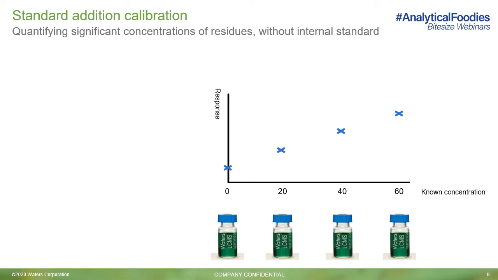However, in both the previous methods for matrix matched and procedural calibrations, it's assumed that the blank matrix standard is in fact free or as low as possible of the incurred residues. If a blank is difficult to source or an appropriate internal standard is not available, standard addition is a good option to compensate for matrix effects and quantify the incurred residues reliably and accurately.